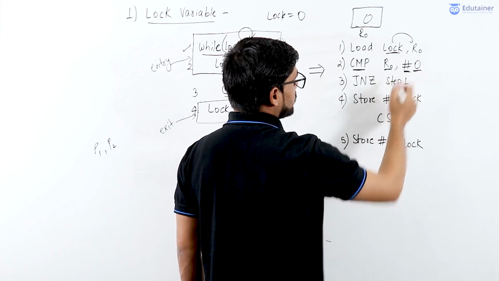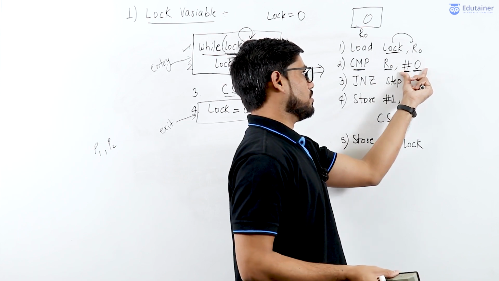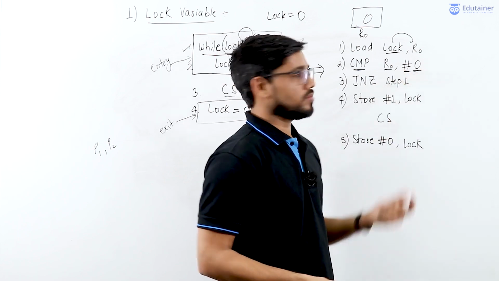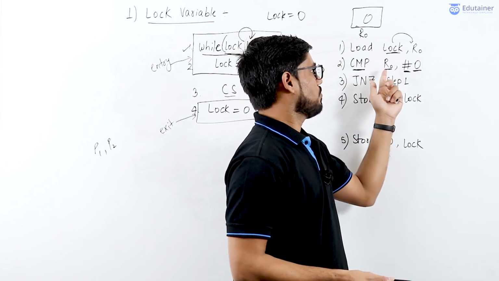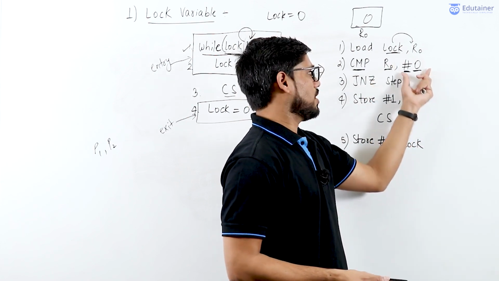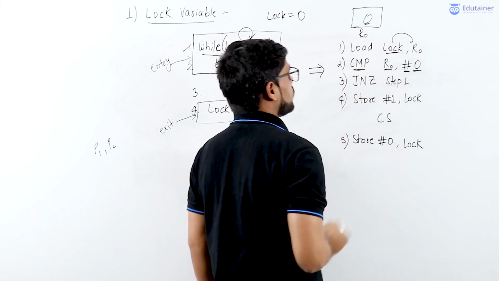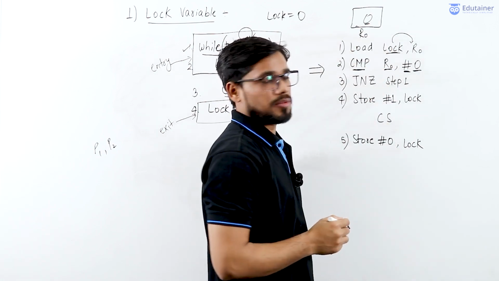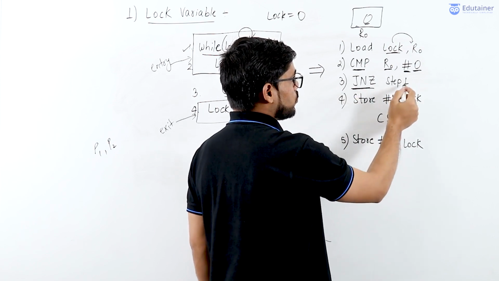Okay, so the hash in assembly code indicates that we compare the value with a constant value. So whenever a particular variable or register contains some value, we compare it with the constant value. If register R0 contains 0, then we go to step number 3. Step number 3 says jump if not 0 to step 1.